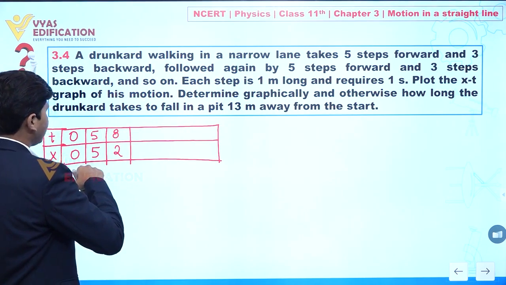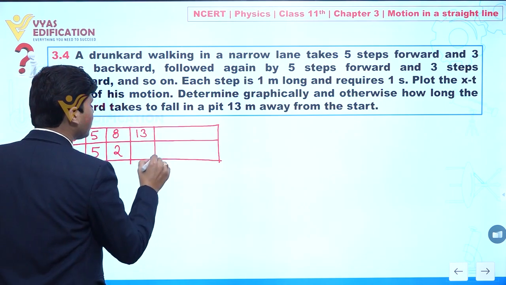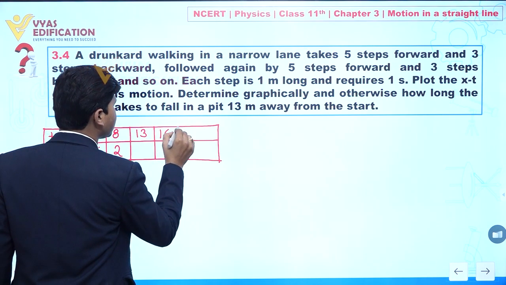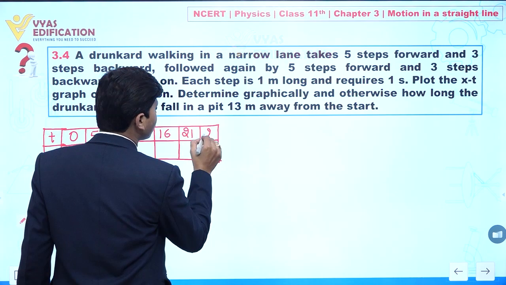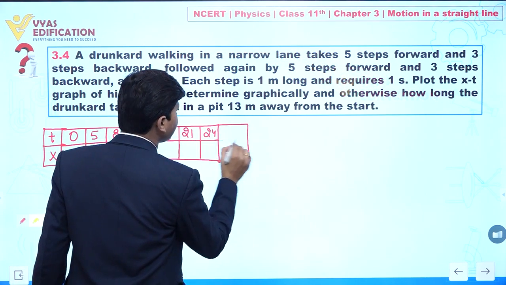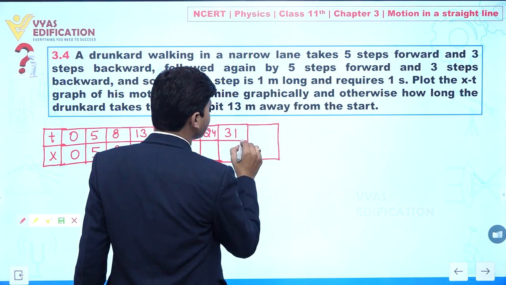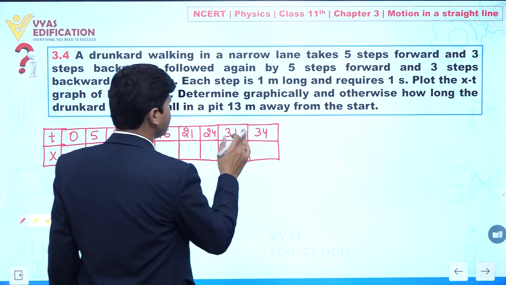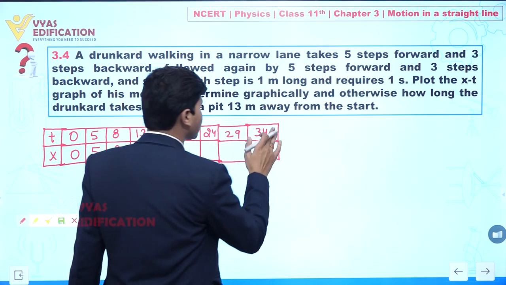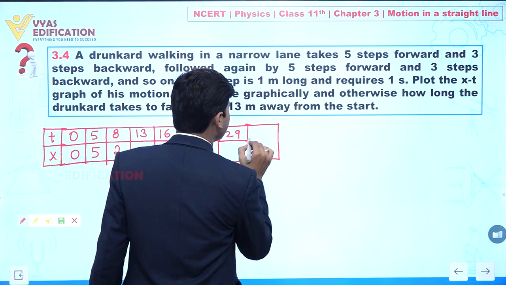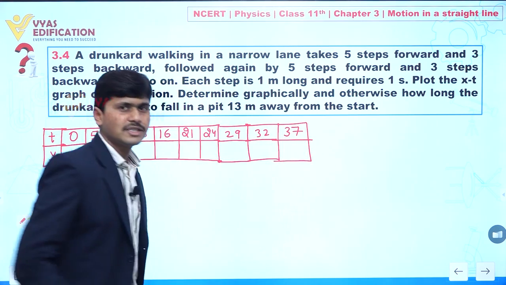Clear? Okay. In the next 5, so we can say this is 13. After that we have 3, so this is 16. Then we have 5, so 21. Clear? Then 24. Then we have 5, this is 31. Then this is 30, this is 29. Then we have 3, so this is 32. And the next 5, this is 37. Clear? So this is the total time.